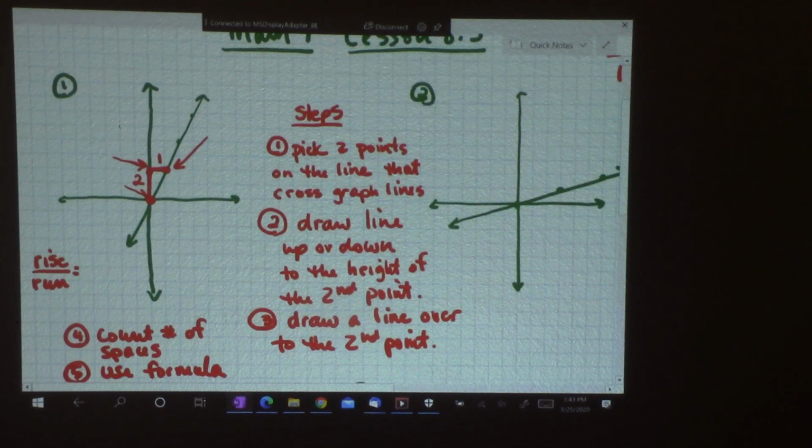So on the top, I put the number that I went up or down, and then I go left or right, that goes down below. And I can reduce that to 2. All that work just to find 2, I know. Well, it's slope, and once you understand it, you'll be just fine. So the slope of this first line is 2.